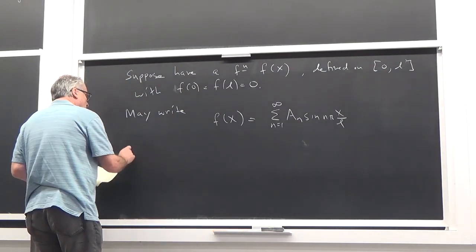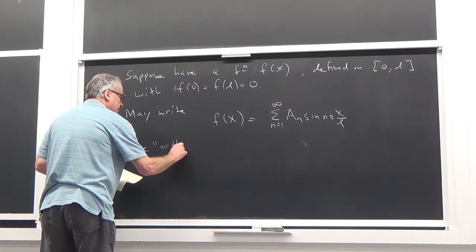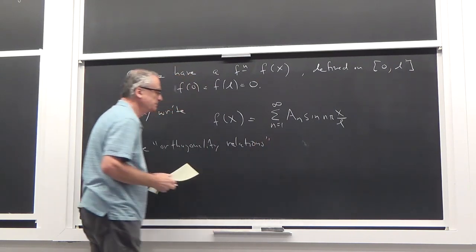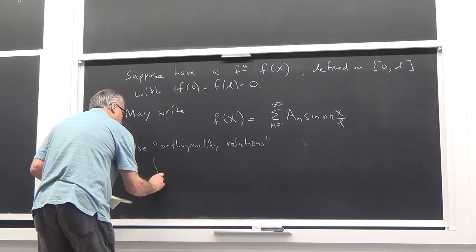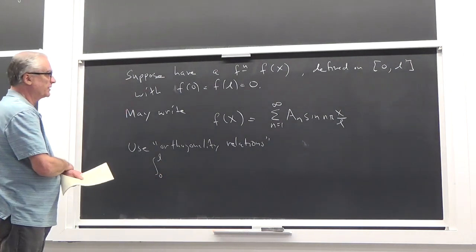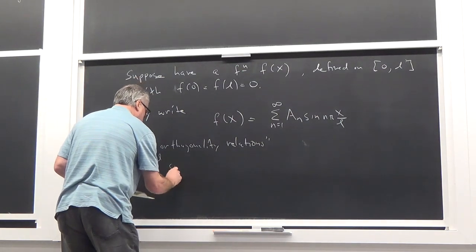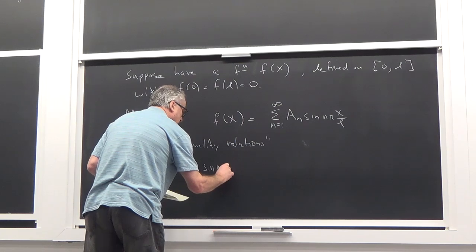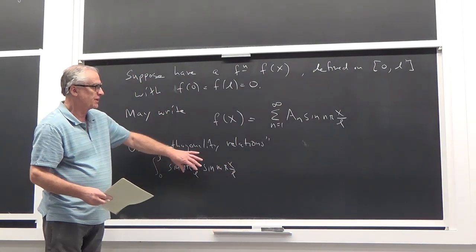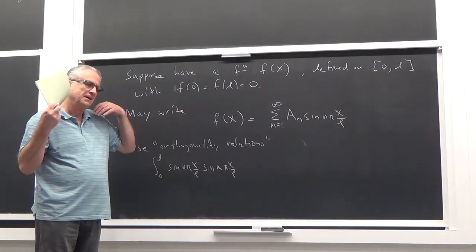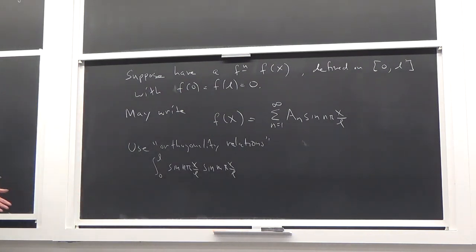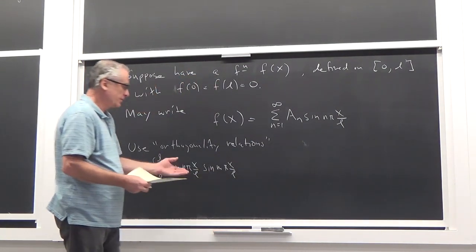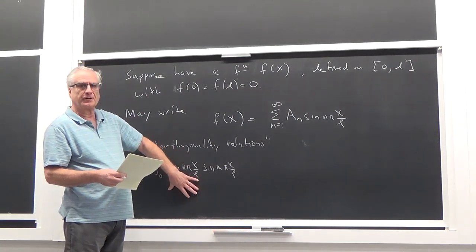Okay, so we use what we call orthogonality relations. And that's of the form: the integral from 0 to L, our domain for x, of sine n pi x over L times sine m pi x over L. So this is just like taking a scalar product of two functions in a function space. We're dealing with a vector space that happens to have an infinite number of directions, and our basis vectors are these functions.